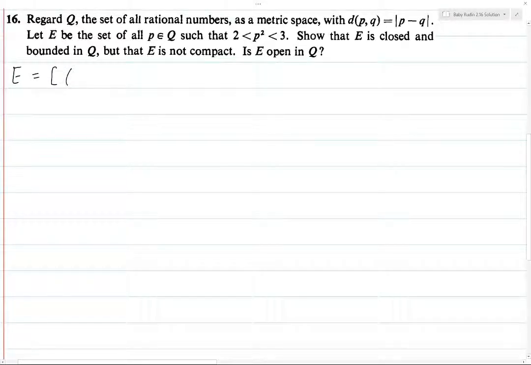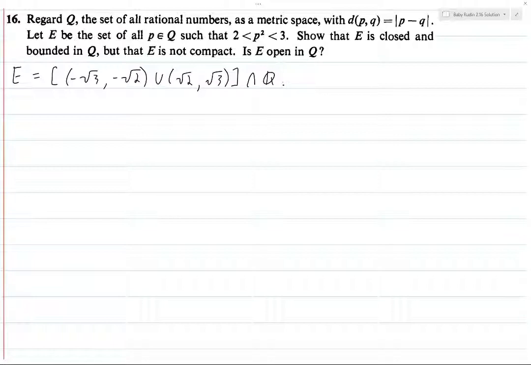So what this is, is just the open interval from negative root 3 to negative root 2, union the open interval from root 2 to root 3, and we take this intersection with Q. I don't know why Rudin didn't just say let E be the set of all p in Q such that p is between root 2 and root 3, because having this be p squared between 2 and 3 doesn't change anything. Maybe the point is that the really important fact here is that the endpoints are irrational numbers. But I don't quite understand why it's not just the open interval between root 2 and root 3 intersected with the rationals.